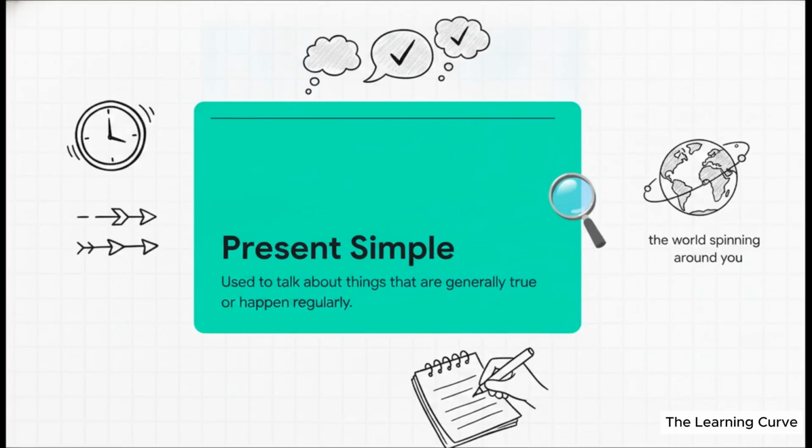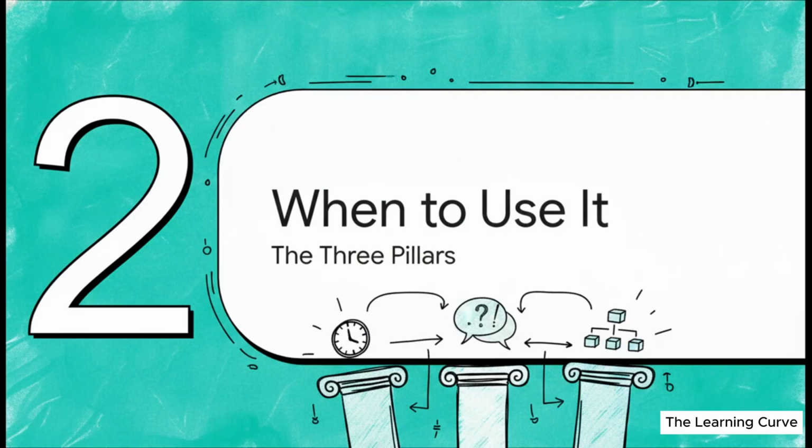So why do we care so much about this specific tense? Well, because before you can express all your hopes for the future or tell crazy stories from the past, you absolutely need to be able to talk about the grounding reality of right now. The present simple is used to talk about things that are generally true or happen regularly. It's undeniably one of the most common and really the most important verb tenses you're ever going to encounter. If you want to describe your life, your work, or just the world spinning around you, this is the tool you reach for first.